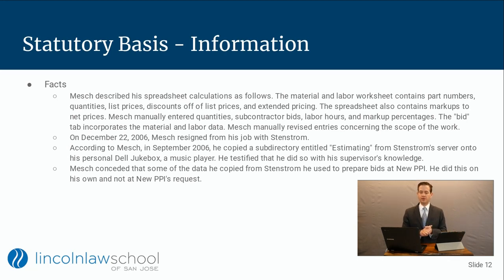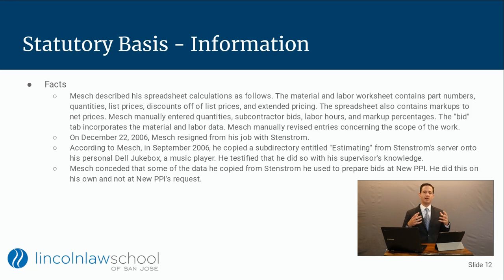Mesh described his spreadsheet. It all comes down to one spreadsheet that is really the source of debate for this entire case. And he described it as follows: the material and labor worksheet contained part numbers, quantities, list prices, discounts, extended pricing, markups. He also entered quantities, subcontractor bids, labor hours, markup percentages. The bid tab incorporated the material and labor data. And then he used all this information, and sometimes manually revised entries as well, based off of the scope of the work that was provided, etc.